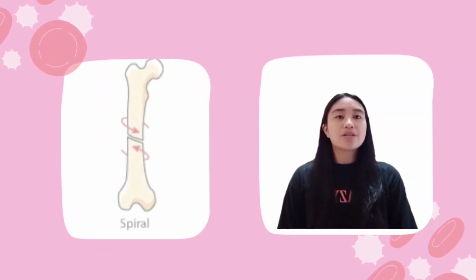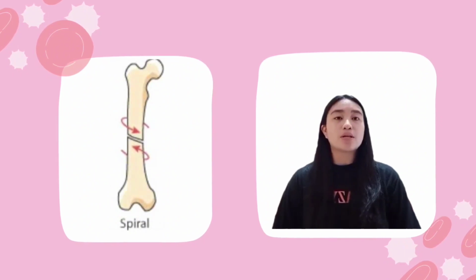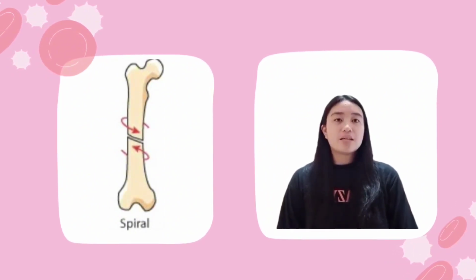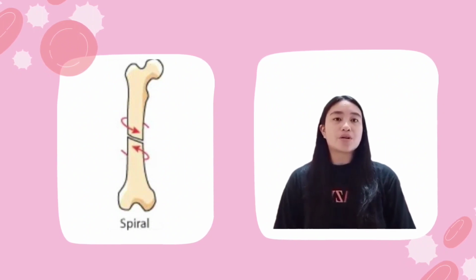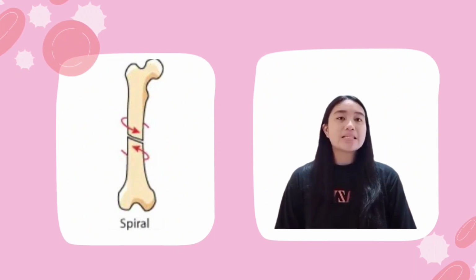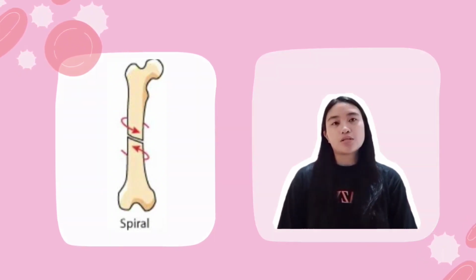Next, we have the spiral. They happen when one of your bones is broken with a twisting motion. They create a fracture line that wraps around your bone and looks like a corkscrew. You might see spiral fractures referred to as complete fractures.